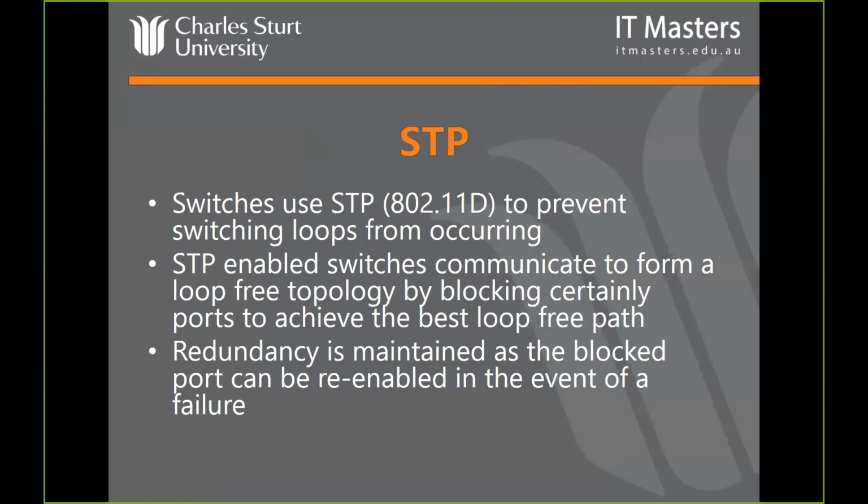So the redundancy is maintained because if a port that is set to a forwarding state suddenly, so an uplink or redundant link, suddenly becomes faulty, or the cable is disconnected, or something similar, then the other port that has been blocked has the ability to be re-enabled and then start to pass frames and traffic.